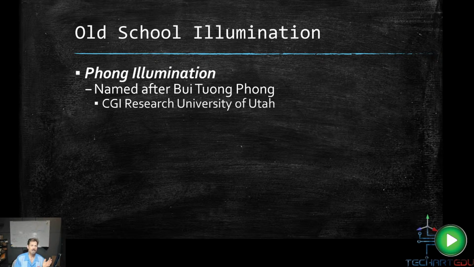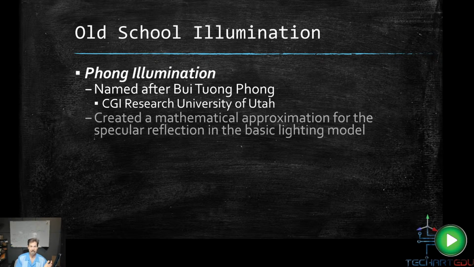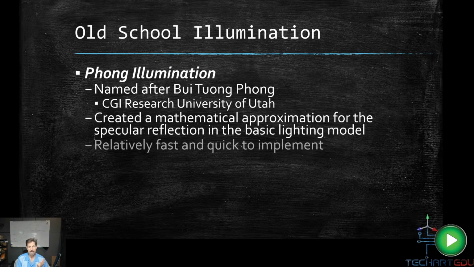And he was a CGI researcher at the University of Utah, and he created the mathematical approximation for the specular reflection of basic lighting. So in other words, he came up with the whole specular thing. But you said, hey, wait a second, I thought we were just talking about ambient and diffuse. This is true, but these are all part of what people commonly call Phong illumination. And the nice thing about Phong illumination is that it's relatively fast and quick to implement.